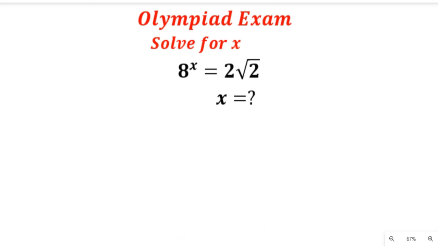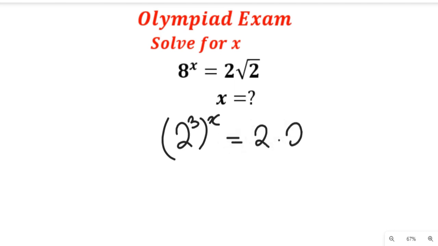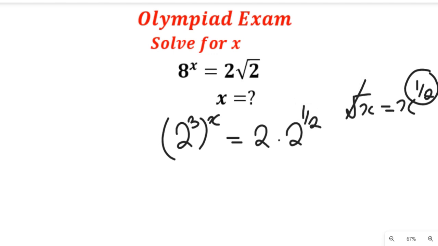We are going to solve this question by looking for the factors of 8, and that means simplifying 8. So 2 to the power of 3 will give us 8. So that will give us 2 to the power of 3 all to the power of x equal to 2 multiplied by the square root of 2. Remember, if you have a square root of x, this will be equal to x to the power of 1 divided by 2, because that is square root. So we are going to have 2 to the power of 1 divided by 2.